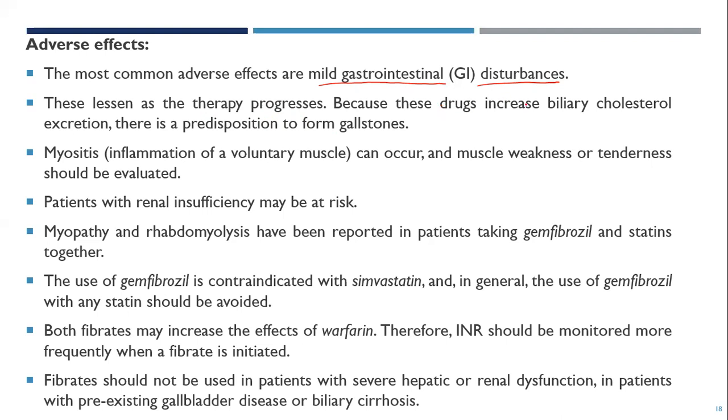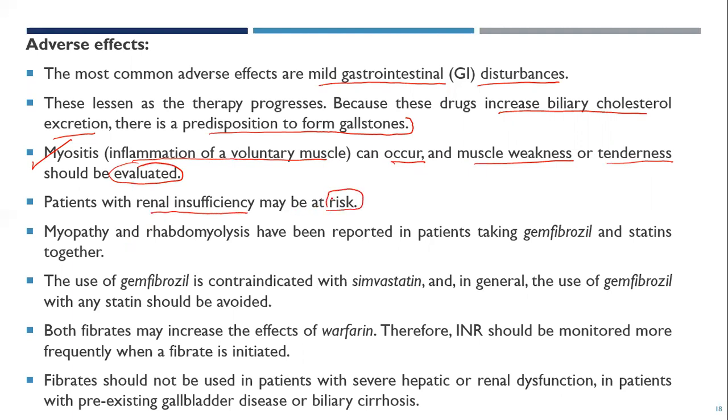Because these drugs increase biliary cholesterol excretion, there is a predisposition to form gallstones. So formation of gallstones is one of the possibilities. Then myositis, that is inflammation of a voluntary muscle, can occur, and muscle weakness or tenderness should be evaluated. Patients with renal insufficiency may be at risk.